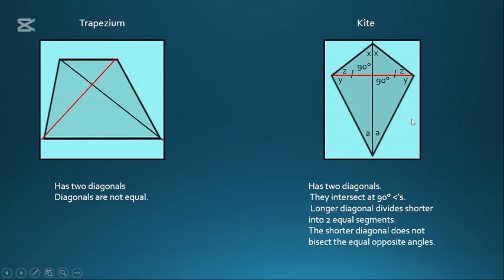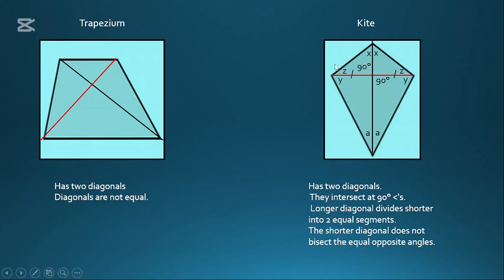Okay. Now, the diagonals bisect at 90-degree angles. Right. The longer diagonal divides the shorter diagonal into two equal segments. You see there? Two equal segments. And the shorter diagonal, this one, does not bisect the equal opposite angles.